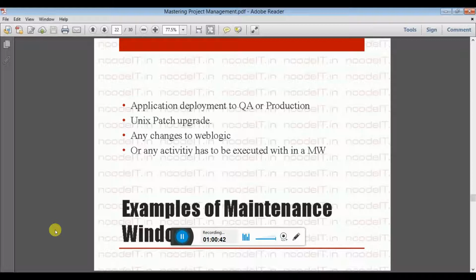Some examples of maintenance windows: the general example is application deployment to anything, QA or production. Let's say there is a Unix patch upgrade, that's called a maintenance window. Any changes that you want to do with WebLogic, maintenance window. Any activity needs to be executed in a maintenance window. It cannot be randomly executed. You need to have a certain time, and only in that time you are expected to execute it. If you can't execute within the maintenance window, it's usually called an outage, especially in production.